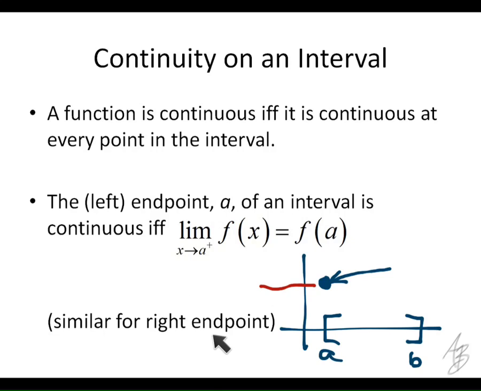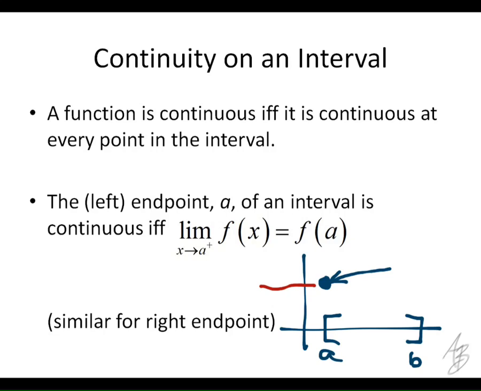It's similar for the right endpoint. So if we're talking about the right endpoint b here, and we want to see if it's continuous there, what change would we have to make here? Obviously, we're going to change the a's to b's, but what else? Yeah, we would have to approach from the left. So this would be x approaches b from the left, or negative b. Well, not really negative b, but you get it, right?